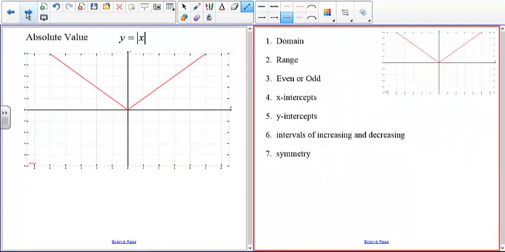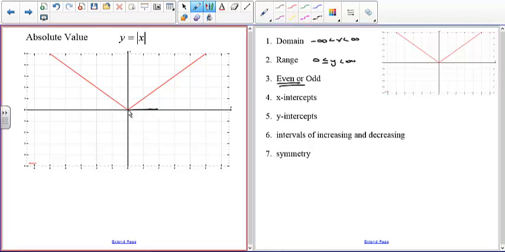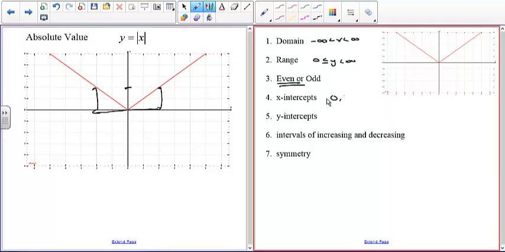And then you've got the absolute value function. You can see that the domain is just like polynomials, it's all real numbers. The range is going to be greater than or equal to 0. Again, not equal to infinity. So that's the range. It's even, because again, if I go so much in the x direction, on either side of the origin, I get the same y value. The x and y intercepts are the origin.